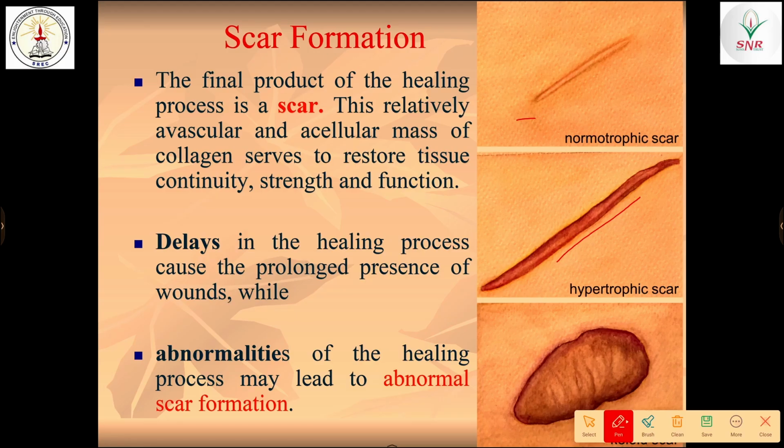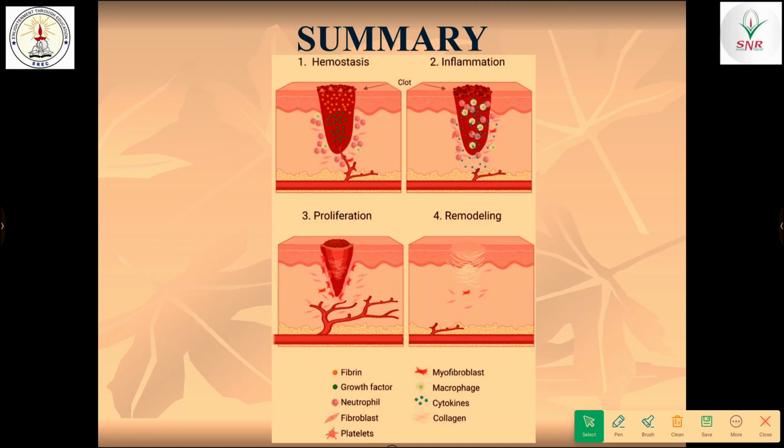And delays in the healing process cause prolonged presence of wounds. So if any healing process is delayed, then naturally the scar will also be thickened and the wound healing will be slowed down. Then abnormalities of the healing process may lead to abnormal scar formation. So this is the summary of the topic, mainly the 3 stages of wound healing, the science behind wound healing. Whether it is skin or an internal tissue or wherever you see, these are the main steps of healing.